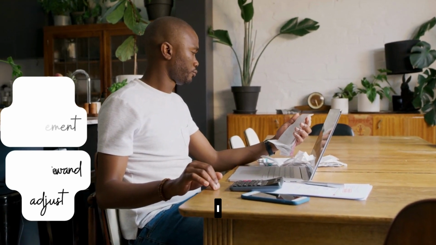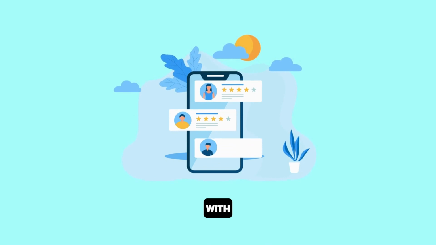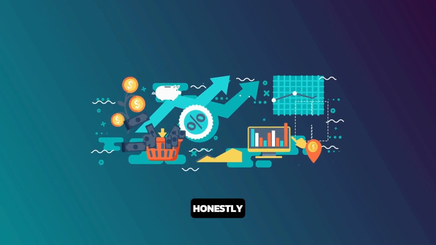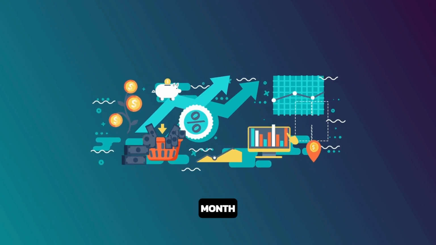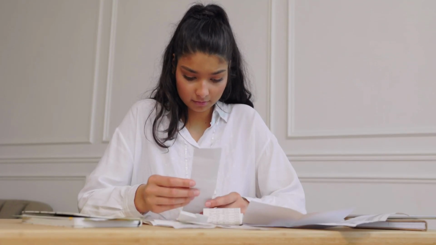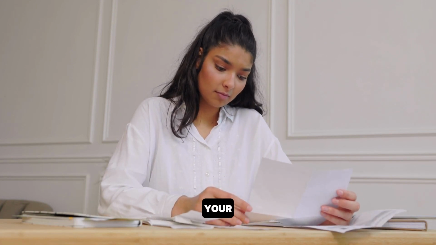Step number four is you need to practice budget management. What do I mean? Your income, your expenses, and your priorities will change over time. You need to revisit your budget regularly, perhaps every 2 months. But honestly, I would advocate every month, really. Do a review at the end of every month. Did you stick to your budget? What went wrong? So you need to do a review and adjust your budget accordingly.